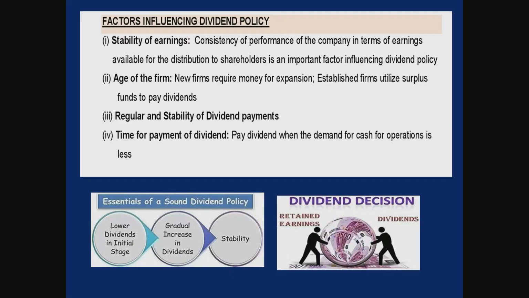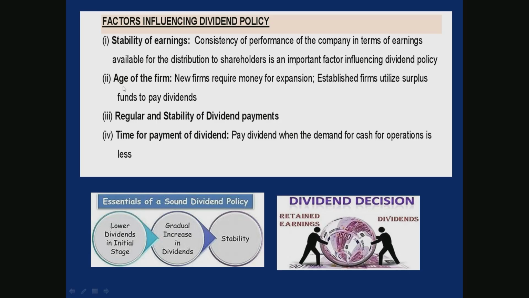What are the factors influencing dividend policy? Stability of earnings, age of the firm, regular and unstable dividends, time of payment of dividend. Stability of earnings. When a company gets regular, consistent earnings, it will be able to pay consistent dividends.